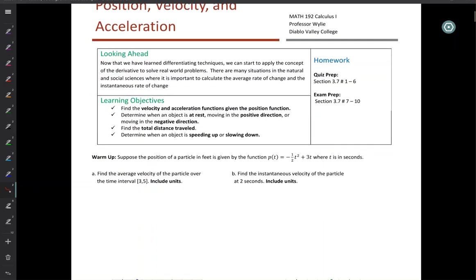So our learning objectives for this activity are to find the velocity and acceleration functions if we're given position. We're also going to find out when an object is at rest, when it's moving in the positive direction or when it's moving in the negative direction. We'll find the total distance traveled as well as the displacement, which is the net change in position. So it's the difference between where a particle or an object started and where it finished its journey. And we'll also determine when an object is speeding up or when it's slowing down.